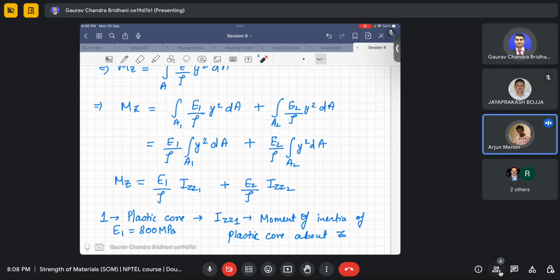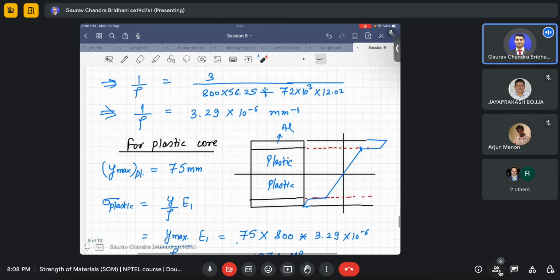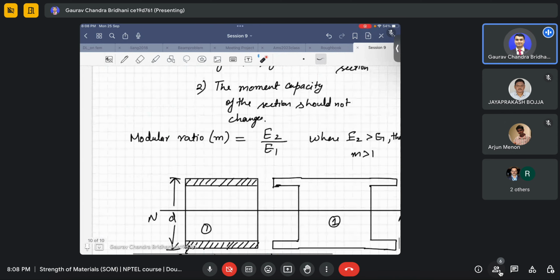And wherever you need to find the value in aluminum, you have to invoke this, because in aluminum you will say E2 into some epsilon or E2 into y by rho. Now E2 will be M times E1. Correct?